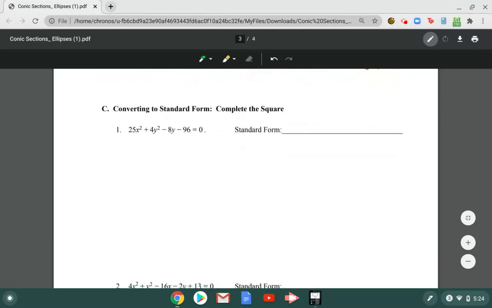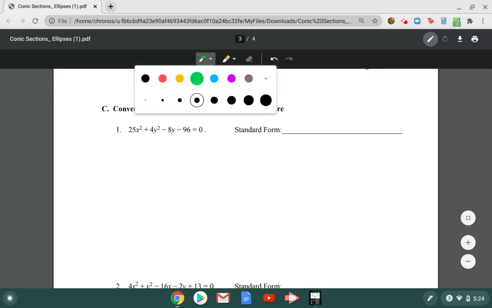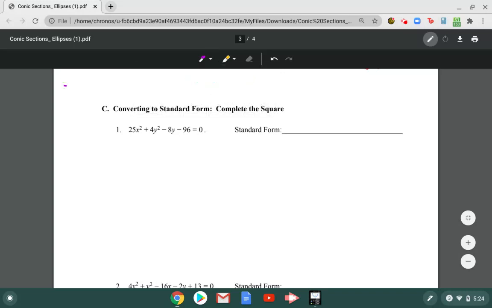Next, our second topic is converting to standard form. We're going to be doing a lot of completing the square. If you didn't quite have the hang of completing the square before, I think you will when this is done. Let me go ahead and write down our goal again. So (x − h)² / a² + (y − k)² / b² = 1.